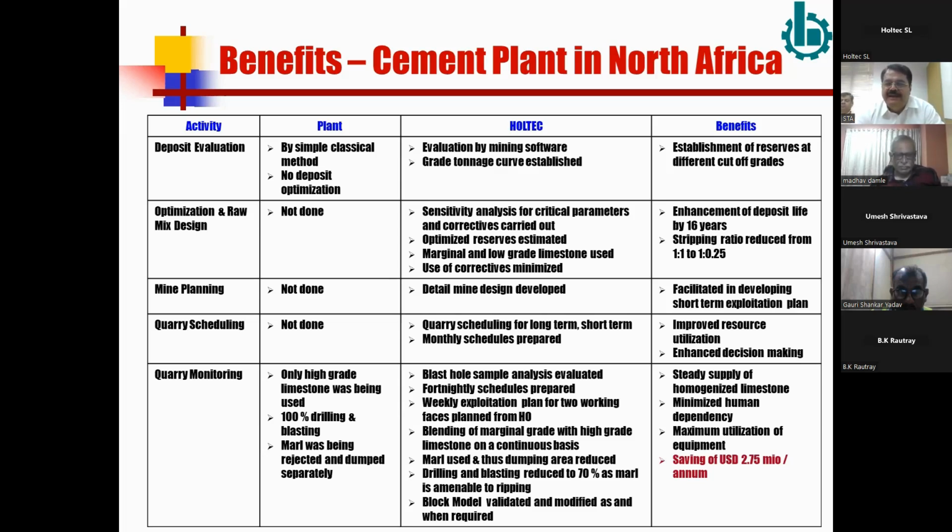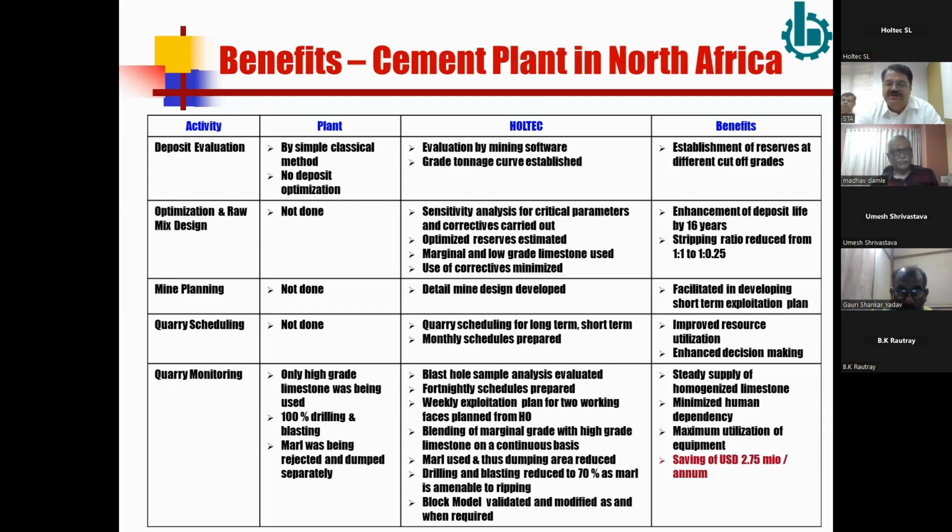So detailed mine planning and short-term and long-term planning has been carried out. This has led to improved resource utilization and enhanced decision making. In the short-term planning, the quarry monitoring is being carried out from a remote place like our HO office. Blast hole samples were evaluated. Weekly plans have been made.